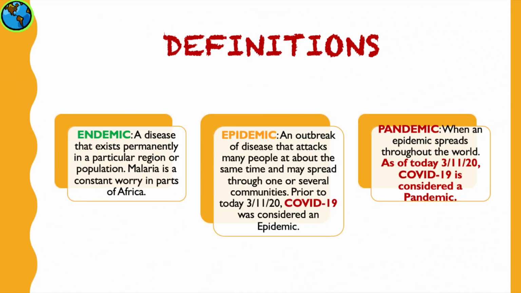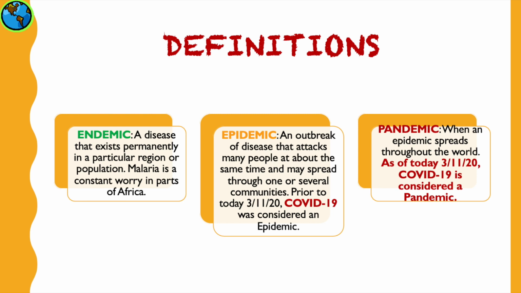On March 11th, 2020, the World Health Organization declared the COVID-19 outbreak to be a pandemic. It is very important to understand what that means. First, you must understand what an endemic is. An endemic is a disease that exists permanently in a particular region or population. For example, malaria is a constant worry in many parts of Africa, so this is considered an endemic.